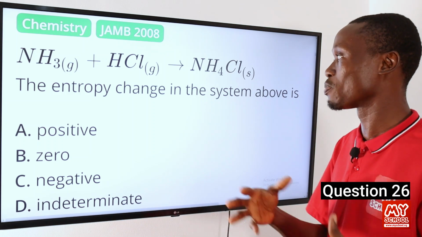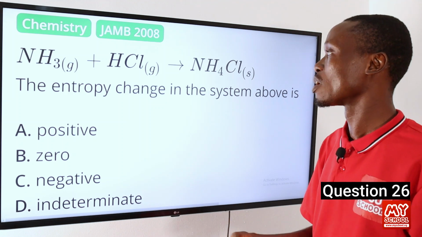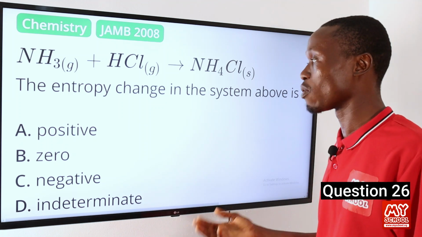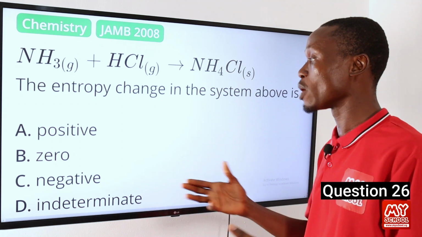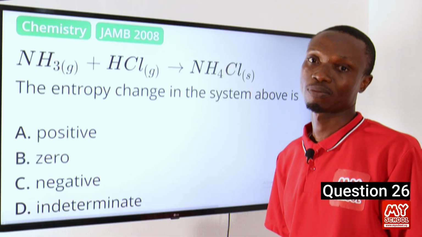So to get our entropy change, you just say the number of moles of the product minus the number of moles of the reactant. So that will give us 1 minus 2, and 1 minus 2 will give us minus 1. So that makes option C the correct answer.